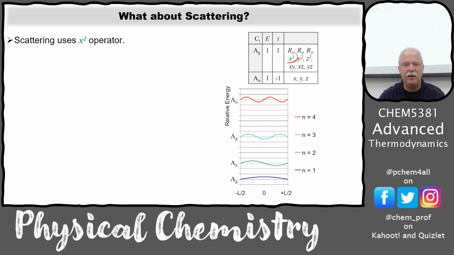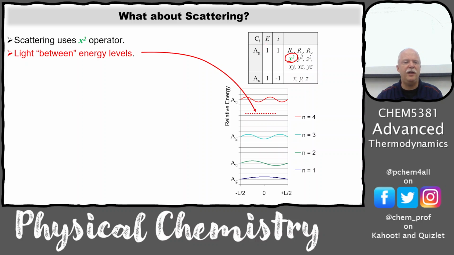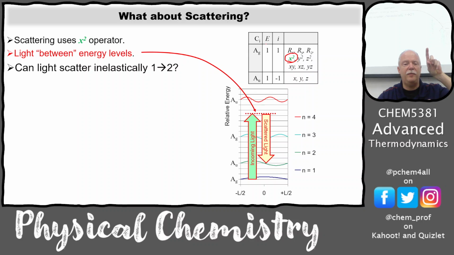And so here's our x squared, and x squared is even. Scattering also involves light between the energy levels, so we typically draw this dashed line. What we want to know is if light comes in that doesn't match an energy level, can it scatter? The incoming light goes up to that dashed line, and then the scattered light goes from that dashed line down to an energy level. We have to leave the molecule in one of its energy states. It can't be between the energy states. Light can be between the energy states, but a molecule can't absorb to that dashed line, but it could scatter. It could interact with that light and take some of that energy away from the photon and scatter off a smaller photon.